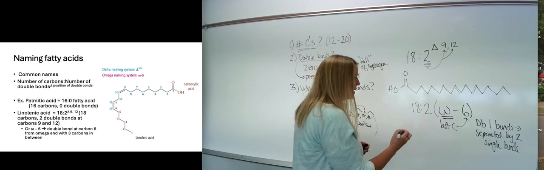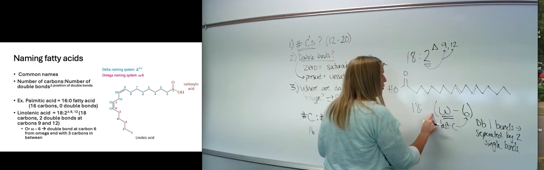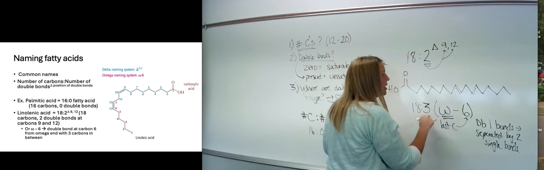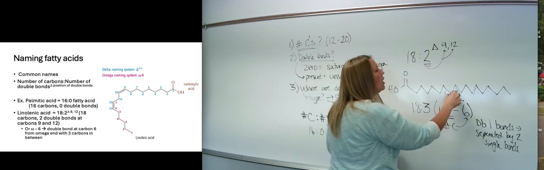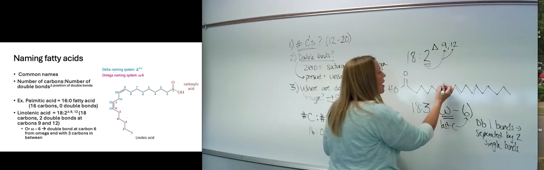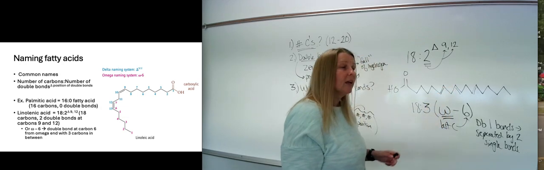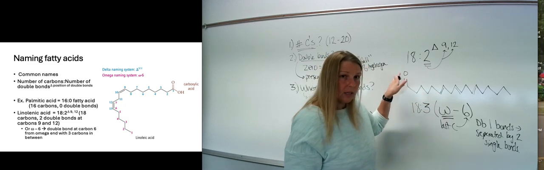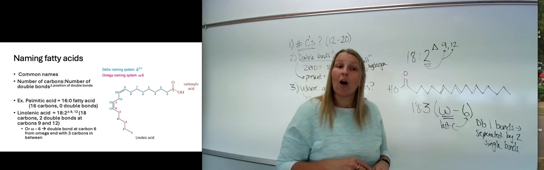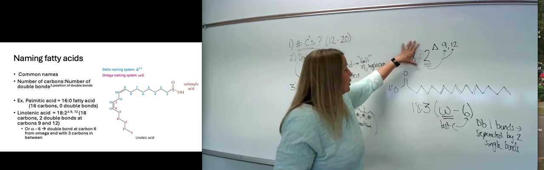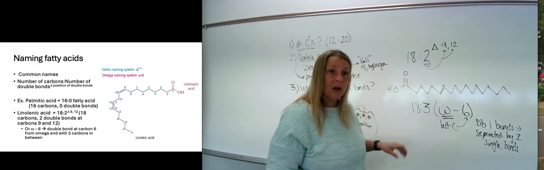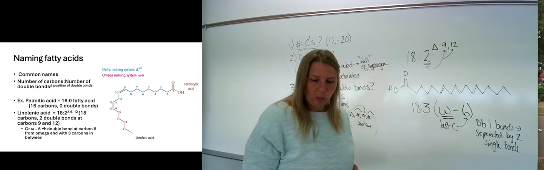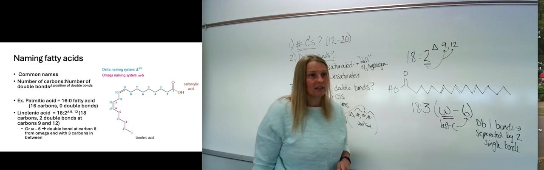Now, if this was, instead, let's say an 18,3 omega minus 6, our next double bond would go double, we would have a single, and then another double bond. If it was 4, we would again go single, single, double, etc. So that's always the same pattern. So you should know both of these ways of looking at the nomenclature for naming these fatty acids.